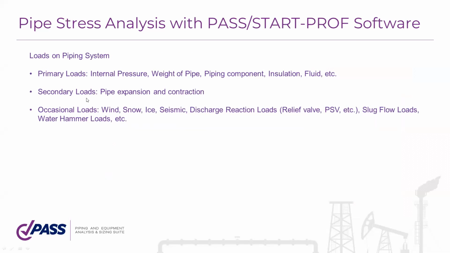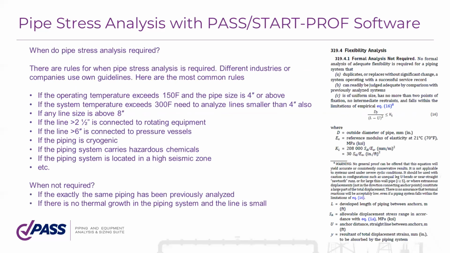The loads on a piping system divide into 3 categories. Primary loads include internal pressure, weight of the pipe, piping components, insulation, and fluid weight. The secondary loads are pipe thermal expansion and contraction. And occasional loads are wind, snow, ice, seismic, discharge reaction loads from relief valves, PSV, slug flow loads, water hammer loads, and others.